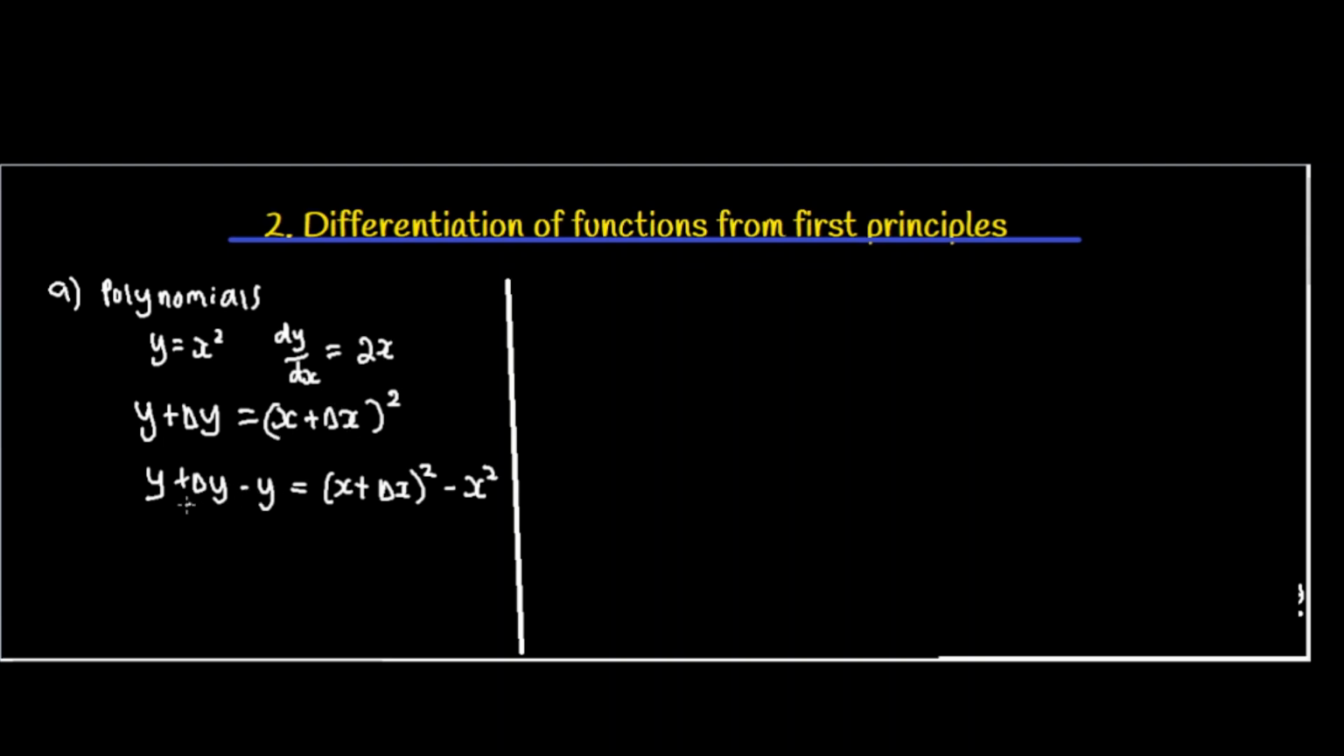And what is this going to resolve to? We shall remain with this y and this y here, they will cancel. So we shall remain with change in y equal to x plus change in x all squared, minus x squared, like that. And what's next after doing that? In most cases, you'll have to first simplify the expression we will have gotten. So how will we simplify this expression? We have change in y.